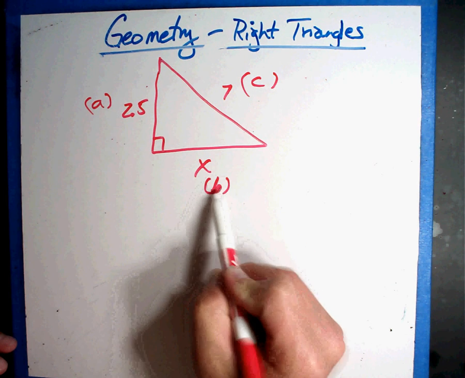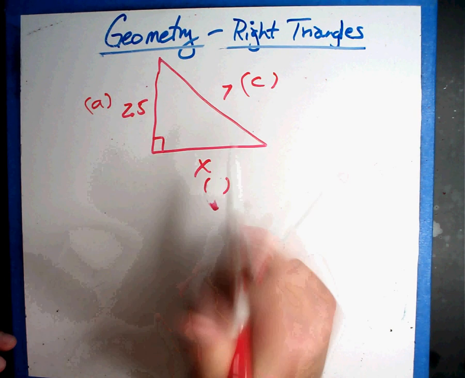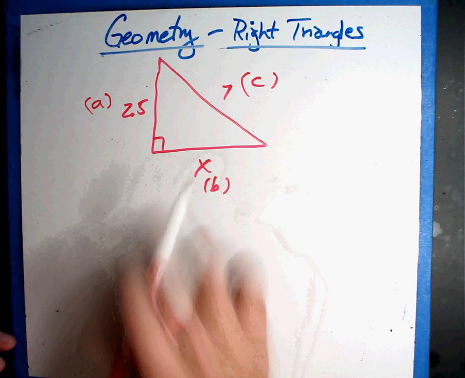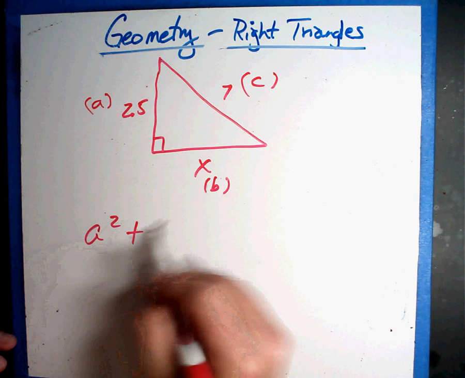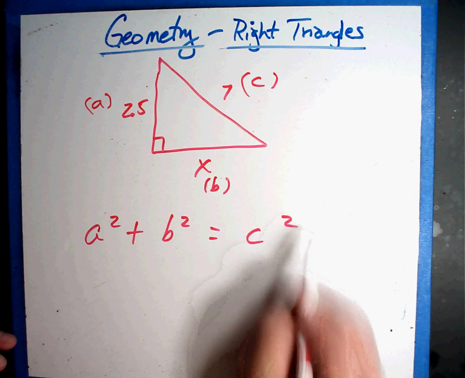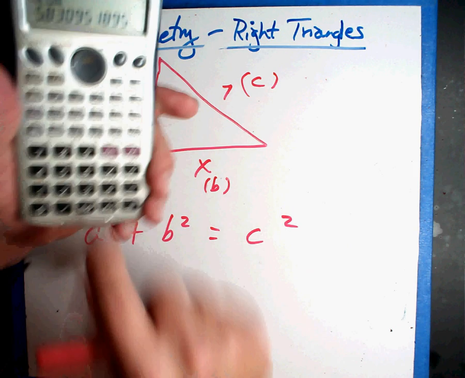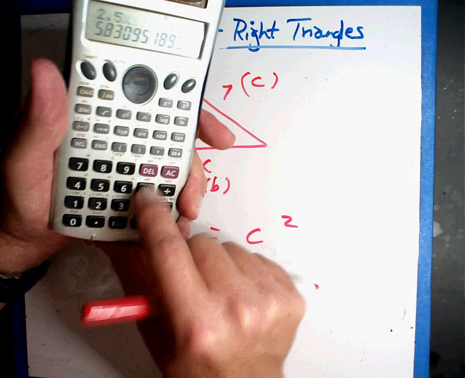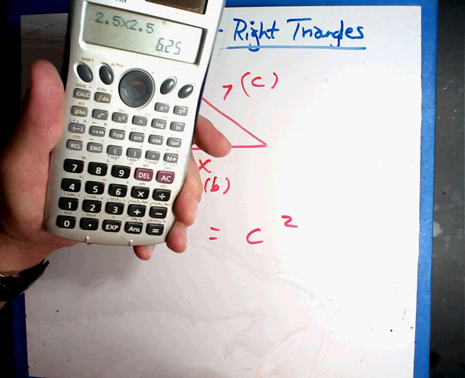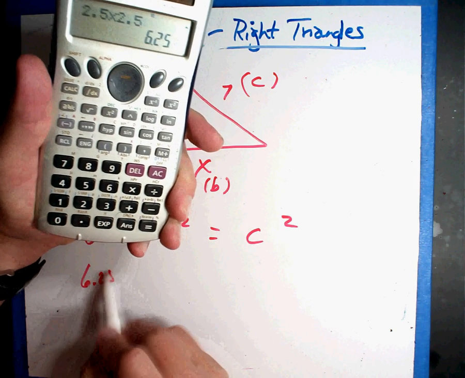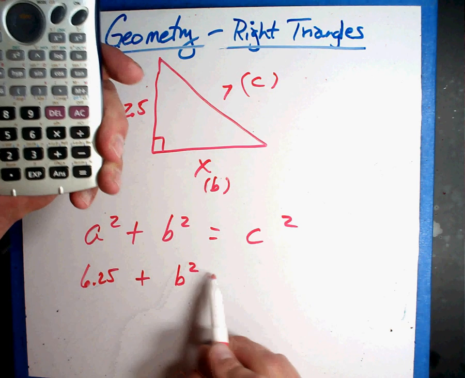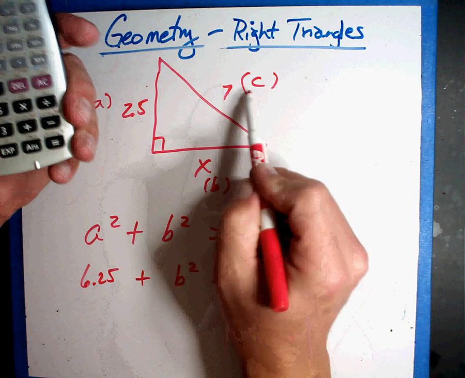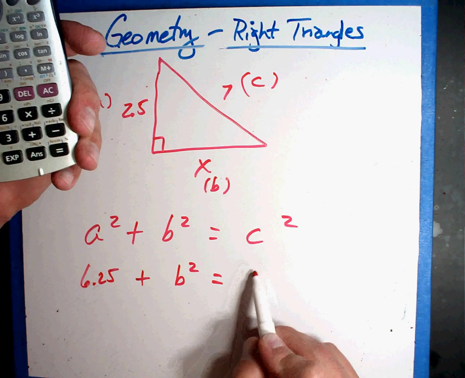Does it matter which is which? The answer to that question is no. Doesn't matter which is A and B. It really matters which one is C. So I'm going to take A squared plus B squared equals C squared. A squared, 2.5 times 2.5 equals 6.25, plus B squared equals C squared. Well, C is 7, so 7 squared.